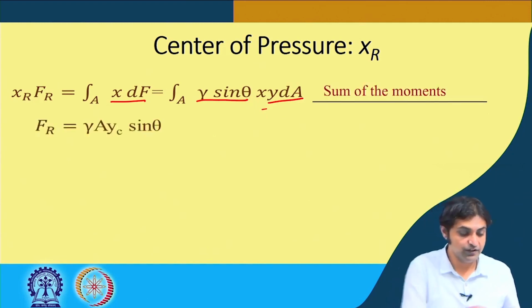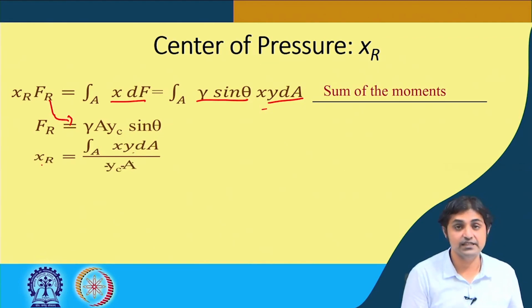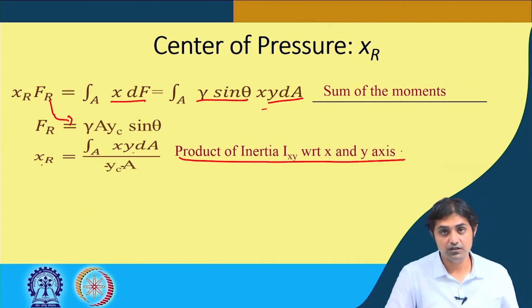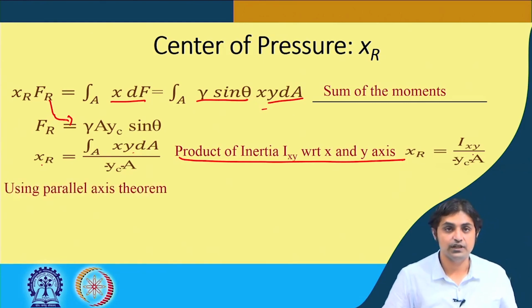And this is the sum of the moment. We know FR is this one, gamma A yc sin theta. Therefore XR will come out to be integral x y dA divided by yc A, and this is the product of inertia Ixy with respect to the x and y axes. Therefore XR can be written as Ixy divided by yc into A. Again the same thing happens, that we need to translate this moment of inertia or product of inertia Ixy with respect to the centroid, so that it becomes independent of that particular coordinate system.